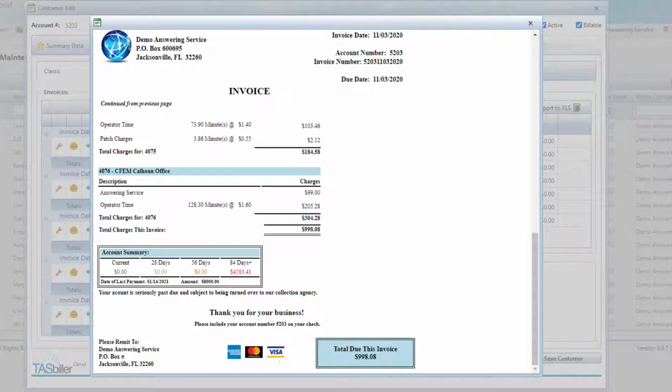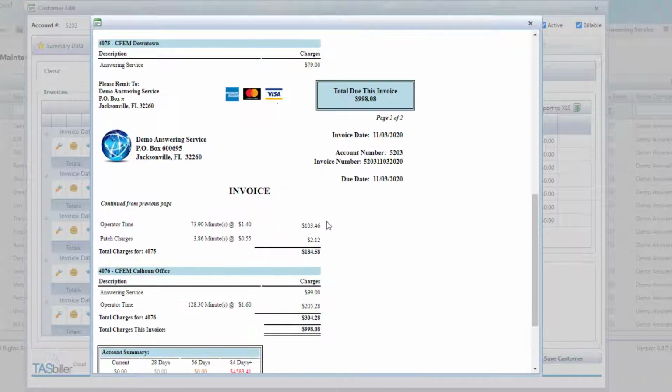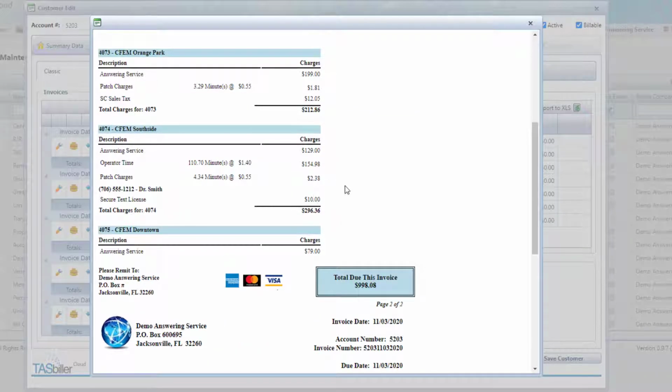So this way they get one big invoice for, in this case, $998.08, and they have the actual dollar breakdown per office of the individual charges for each office.